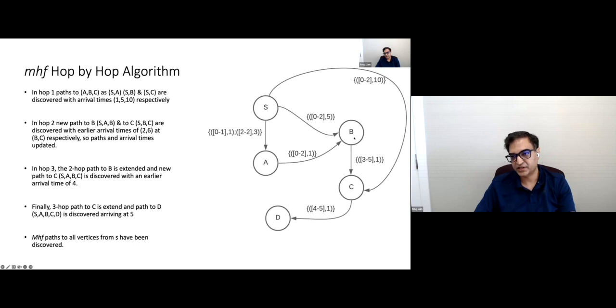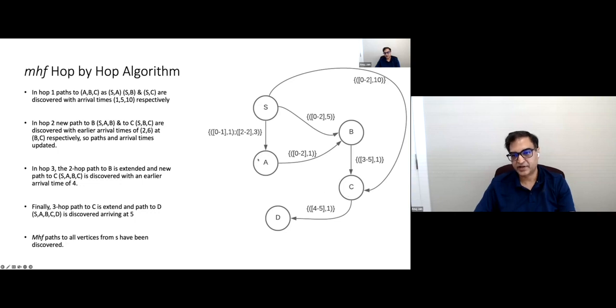And I reach C at time 5 plus 1, 6, which is better than the earlier arrival time of 10. So I update that path to vertex 6. And then the other one hop path I had was S to C, which reached C at time 10, but there is no outgoing time available at 10. So I can't extend it.